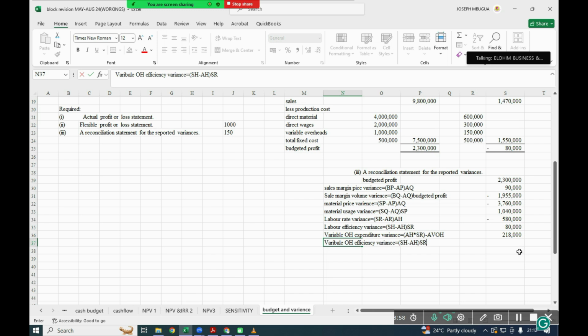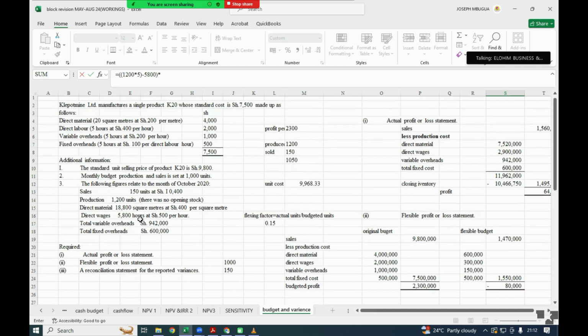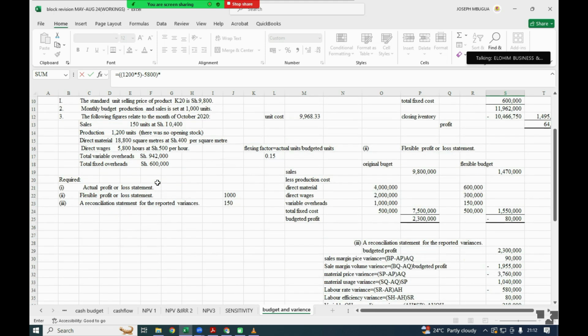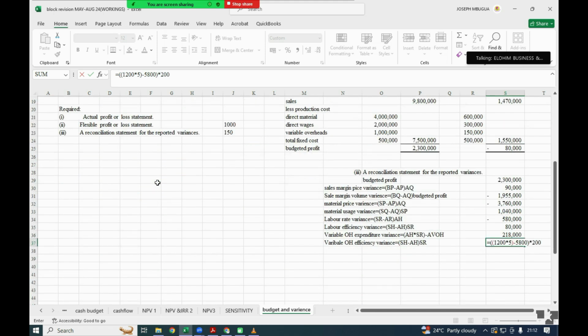But the other calculation, we calculate the same way: where the standard is 1, 2 units, and we require 5 hours. And our actual was 5,800 actual hours. So for the variable overhead, the standard rate was 200. Remember, labor was 400, variable overhead is 200. So that's what we shall use here. The standard rate of variable overhead of 200, and we'll end up getting again a favorable variance of 40. So labor variable overhead, we are done.